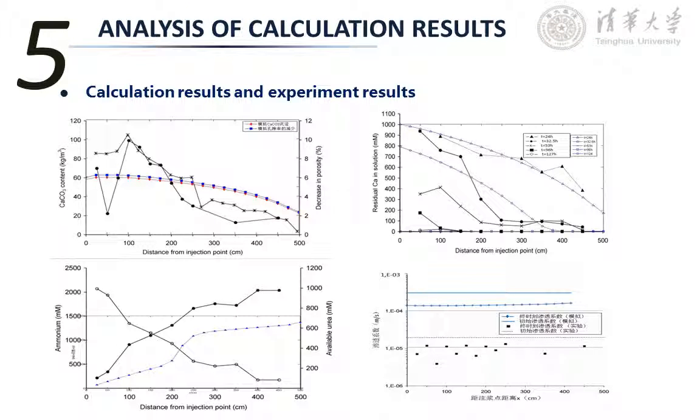And the fifth part is the analysis of the simulation results. The four figures show the comparison between the simulation and the existing experiments from the literature. And obviously there are some errors. They are related to the assumptions and the limits of the model.